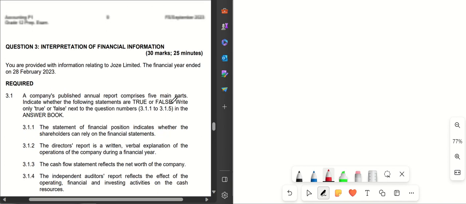So as I said earlier on, it is very important that when you start the question, you need to read all the information on the question such that you get to understand what exactly the examiner is asking you.